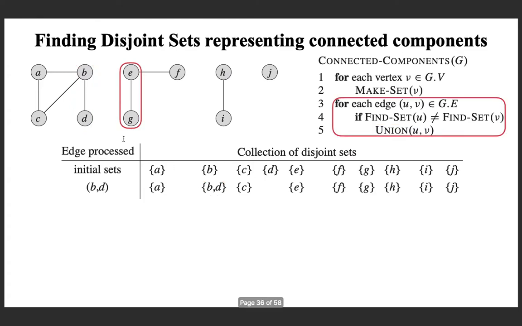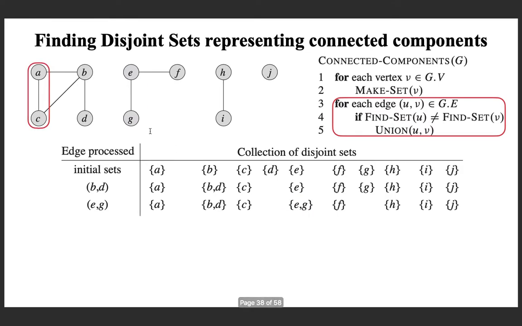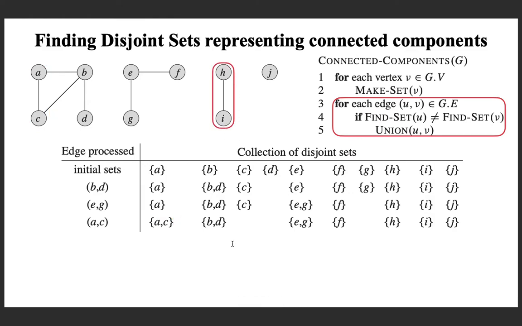Then it takes the next edge, maybe EG. It looks at E and G, and finds that E and G are in different components now. Because there is an edge, you just combine them into a single set. Now suppose you take A and C. You can see that A and C are now in different sets, so you are joining them. Then look at maybe HI. If you look at HI, they are now in different components, and because there is an edge, you just want to combine them.